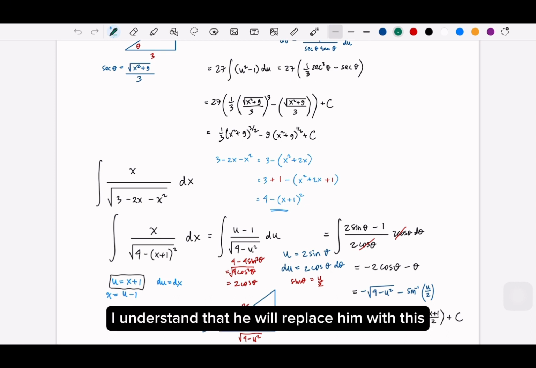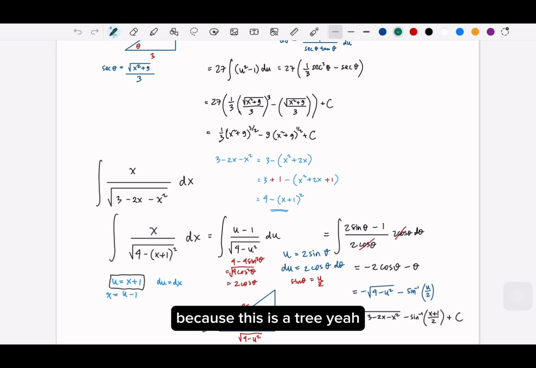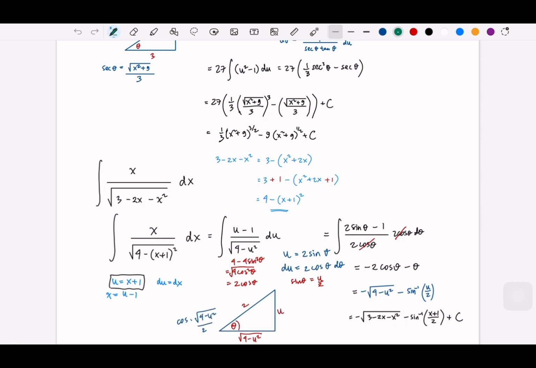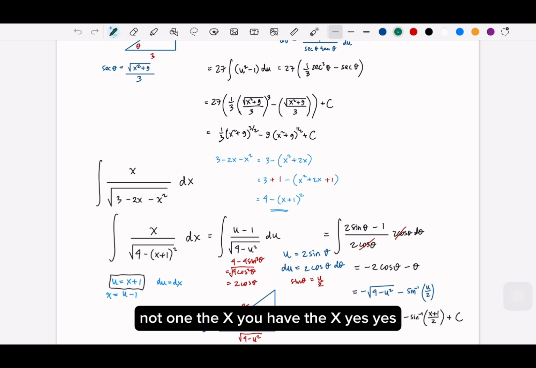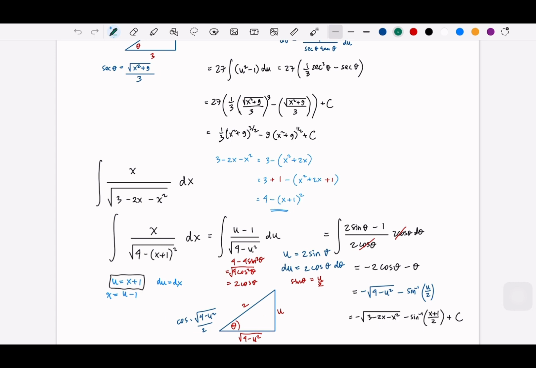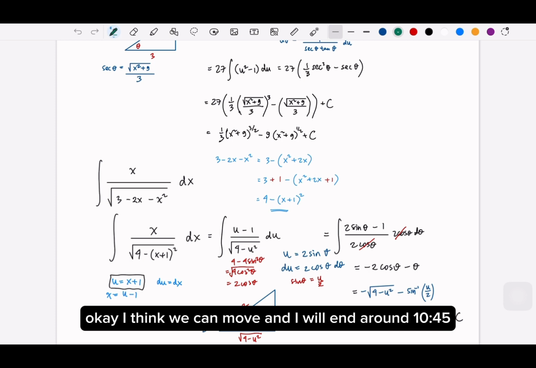I understand that he will replace it with this because this is a triangle, so x is 3. But why did you change 1 for this? Okay, from dx, not 1, dx. You have dx here. Yes. Okay. I think we can move on, and I will end around 10:45.